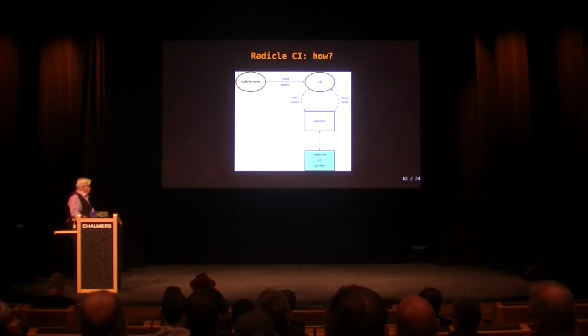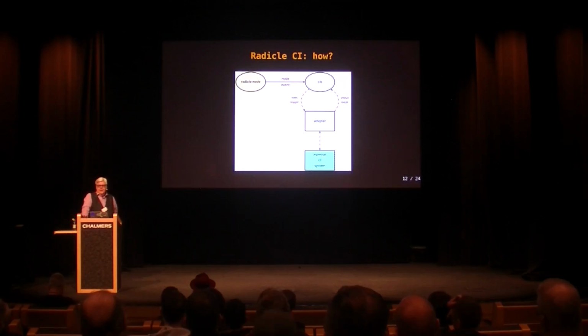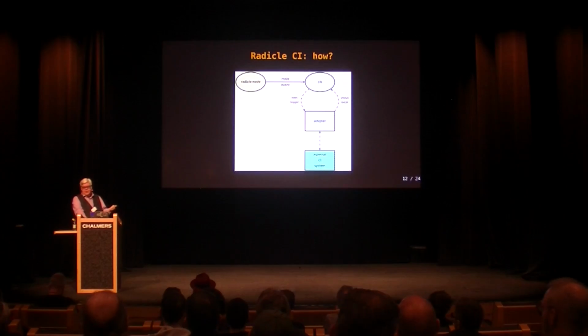Running CI means that it runs a separate program called the adapter, and there can be any number of adapters. The adapter gets some JSON as input that specifies the change to run on, produces some JSON output, and in between it can do whatever it wants.